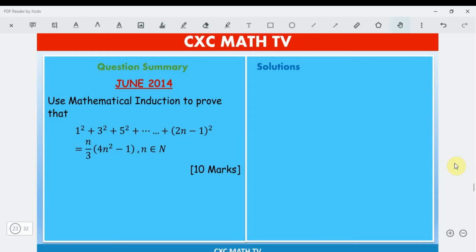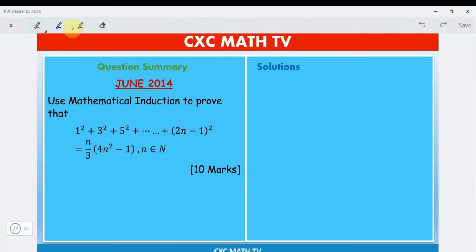Alright, now this is a different type of mathematical induction. This involves summation. It says use mathematical induction to prove that 1 squared plus 3 squared plus 5 squared, plus all the way up to (2n minus 1) all squared, is equal to n over 3 times (4n squared minus 1), for all n that is a natural number. So let's go ahead and do this together first, and then you're going to attempt the next one.